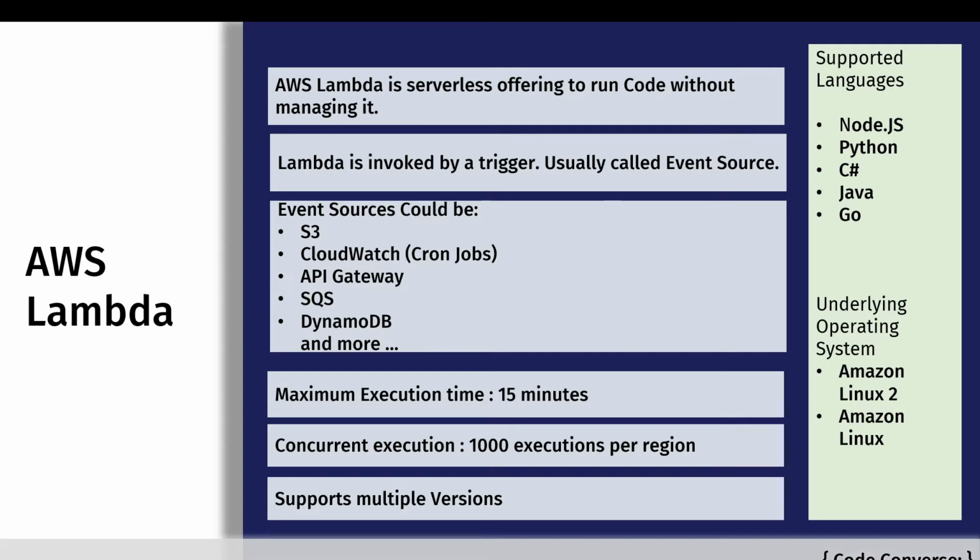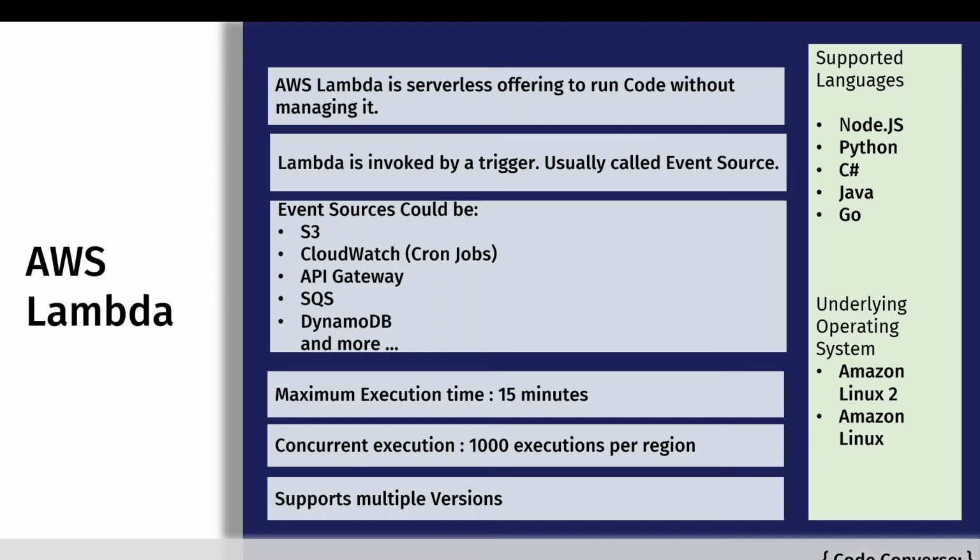Every Lambda is invoked by a trigger, and we call this an event source. Those event sources could be S3, API Gateway, SQS, and DynamoDB. If we configure CloudWatch in such a way that it triggers the Lambda at a defined frequency, this behaves like a cron job. There are certain rules around an AWS Lambda.